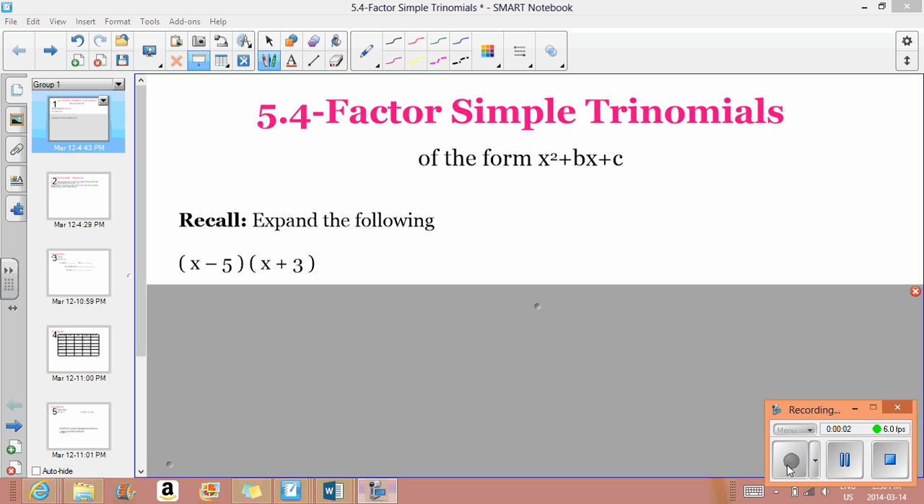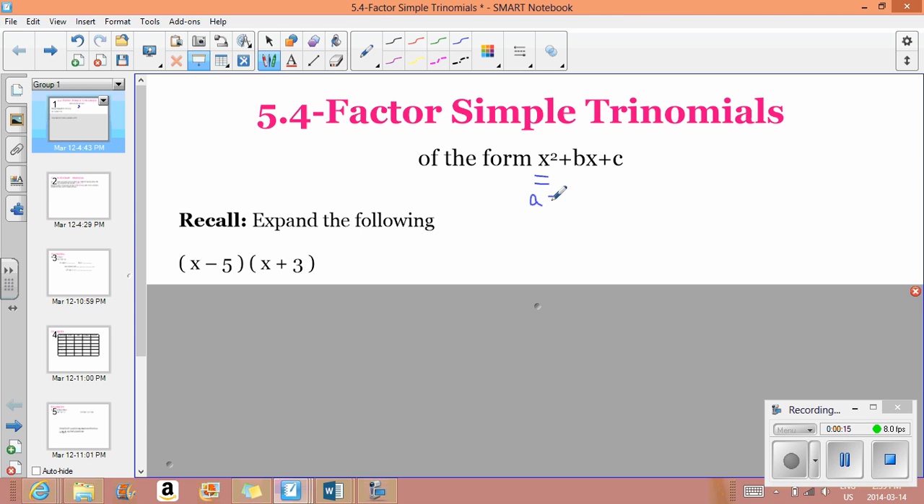Now on to some more fun at 5.4. This is factoring simple trinomials. And the reason they're called simple trinomials is that the a squared term is missing the a in front. It's missing the a because we are assuming that a equals 1. For all simple trinomials, a will equal 1.